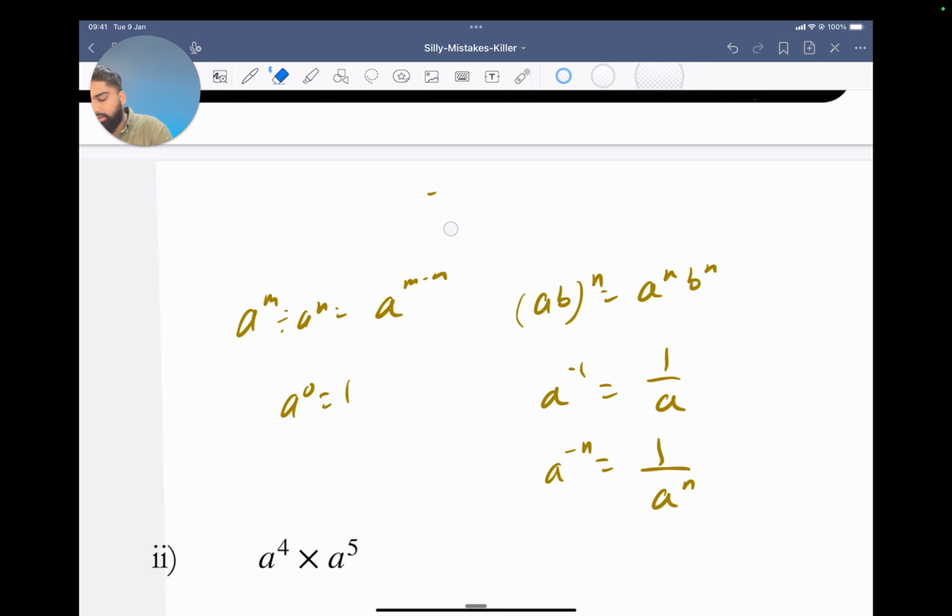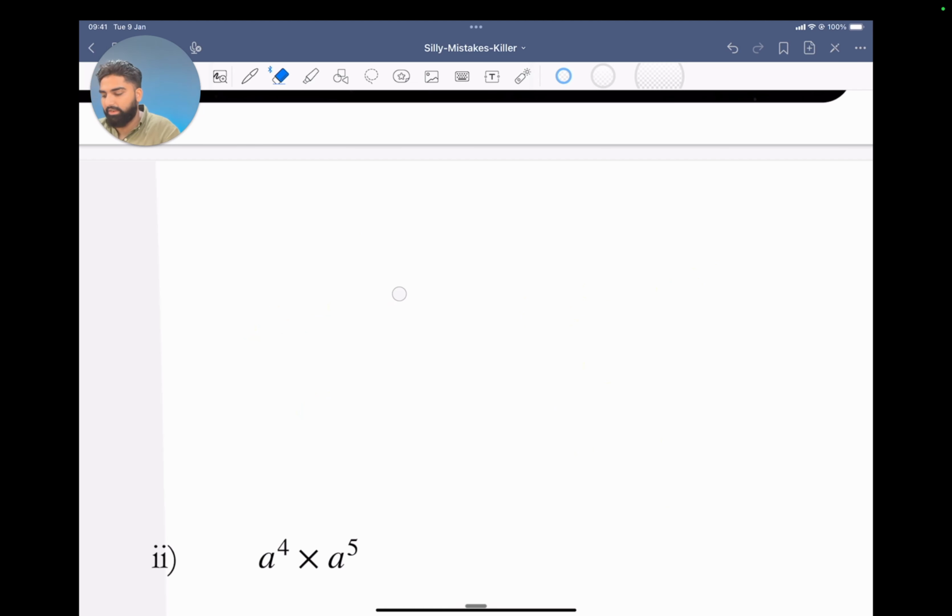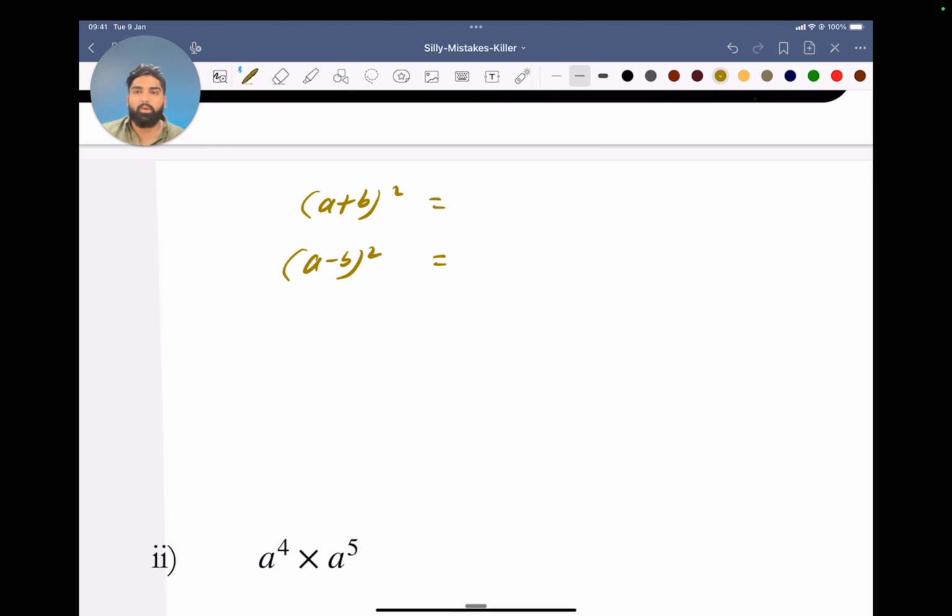And after you have some index laws, then we also have some of the expansion ones. Now, if you're watching this, make sure you just note these down. So you have anything that looks like this. Like, let's go a plus b whole squared, and then a minus b whole squared. So you have the perfect squares. The way these look is it's going to be a squared plus 2ab plus b squared, and this one's going to be negative.